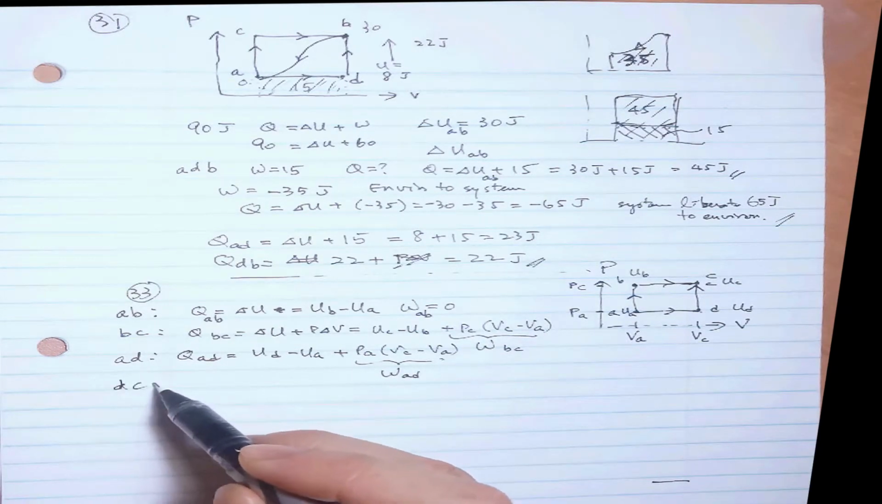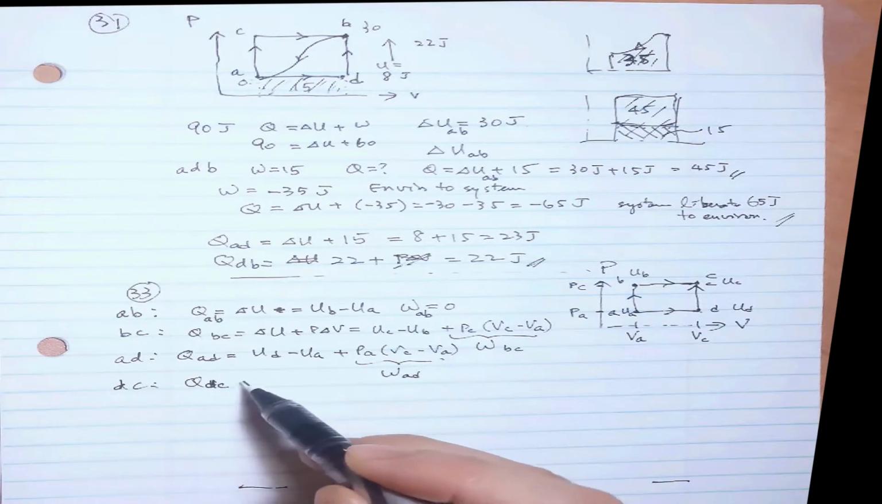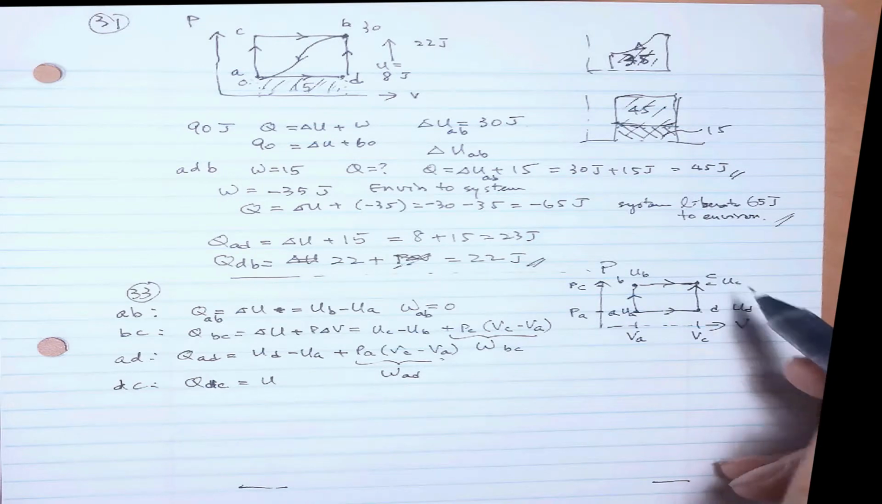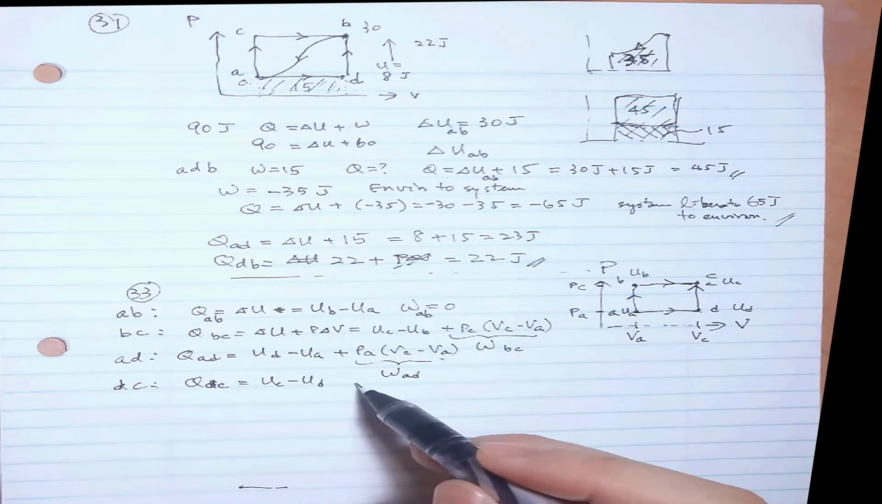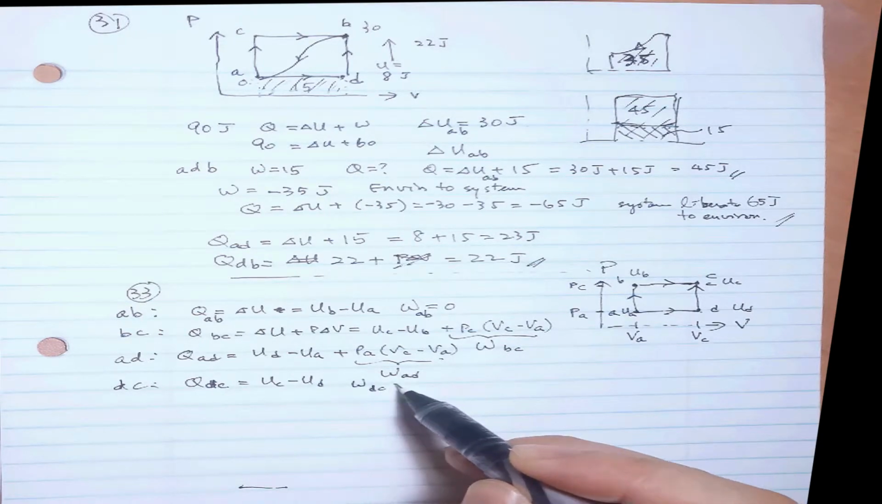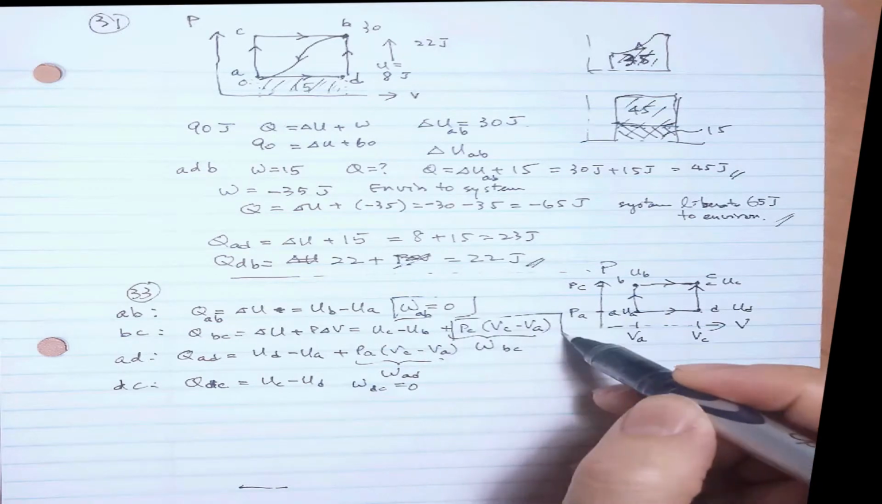And for the process D to C, the heat from D to C is a change of internal energy of UC minus UD, but there's no work done. Or you can say the work done from D to C is 0. Okay, so here are the works.